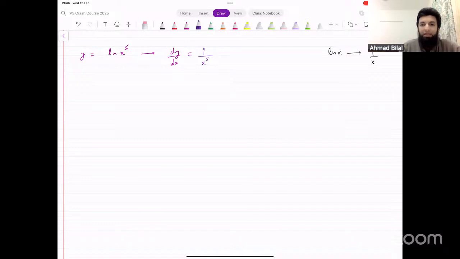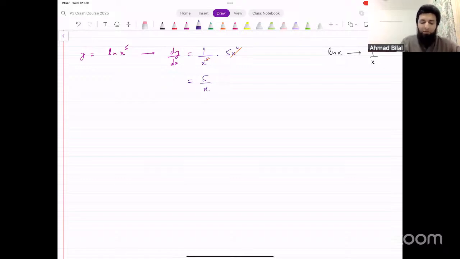Okay. But then you have to multiply by the derivative of this as well, right? This is the thing that you have here. You multiply by the derivative of this. What's that going to be? Derivative of x raised to the power 5 is 5x raised to the power 4. You can do some simplification here now. X power 4 and x power 5, they get cancelled. You're just left with power 1 here. That becomes 5 over x, and that's the derivative, 5 over x.